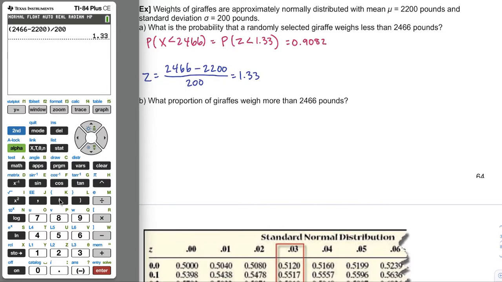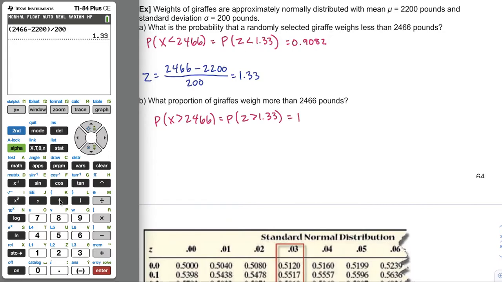Part B, what proportion of giraffes weigh more than 2,466 pounds? So this is the probability that a randomly selected giraffe is greater than 2,466 pounds. We already found the z-score. So the table only gives area to the left. So in order to find the area to the right, we have to subtract using the complement rule.